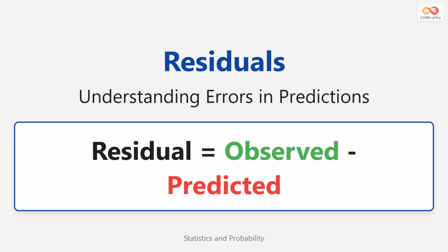In statistics, a residual is the difference between the actual observed value and the value that a model predicted. It's a measure of error, telling us just how wrong our prediction was. The basic formula is simply the observed value minus the predicted value.